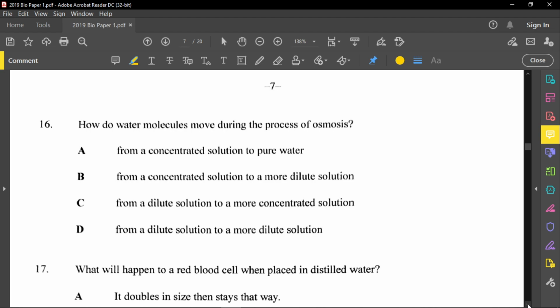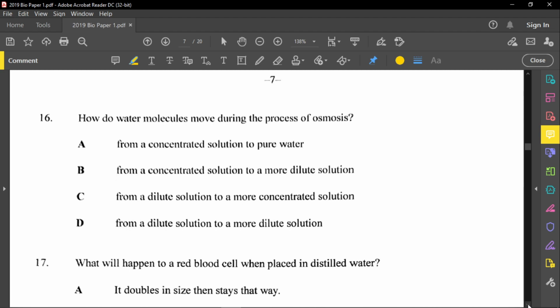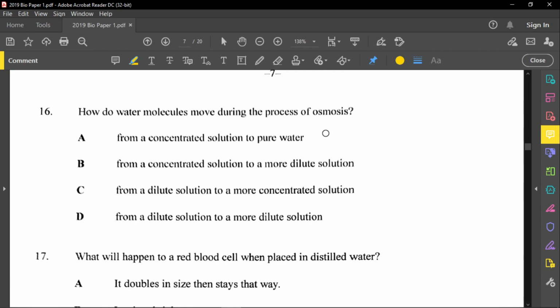Number 16 is how do water molecules move during the process of osmosis? Water molecules will move from a dilute solution to a concentrated solution, or from a hypotonic to a hypertonic solution. So we're moving from dilute to concentrated. A is incorrect. B, no, because B said from concentrated. So those two will be totally incorrect, and C and D must be one of the answers. Let's look at C. Is it from dilute to a more concentrated solution? Definitely correct. D is not a good answer because saying from dilute to a more dilute is not true.